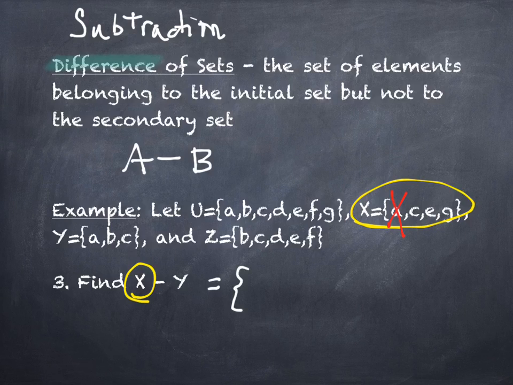I'm sort of taking it out. I'm taking it out or removing it from the list. How about C? Take it out because it's listed in set Y as well. E? Nope, that one's okay. And G? That one's okay, so it gets left in the list.